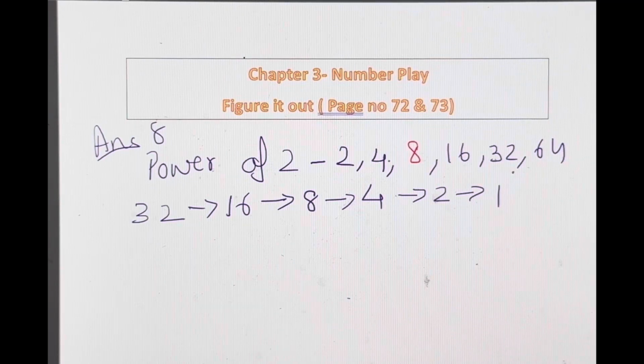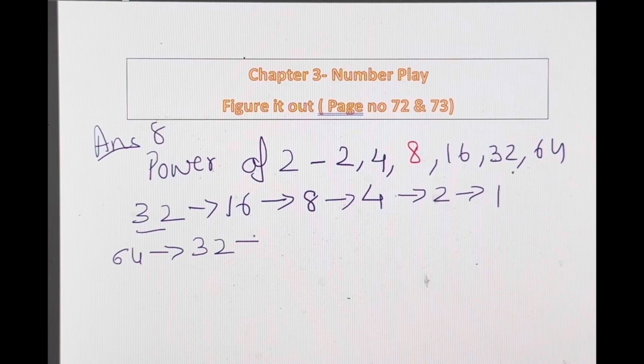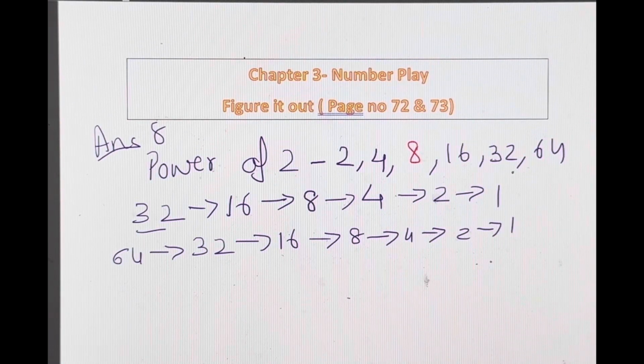They are all multiples of 2, so they are all even numbers. If I take 64, then half of 64 is 32. After 32, I'll get the same sequence: 16, then 8, then 4, then 2, and then 1. So why is this happening? Why is the Collatz conjecture correct for all the starting numbers in this sequence? Because all are multiples of 2.